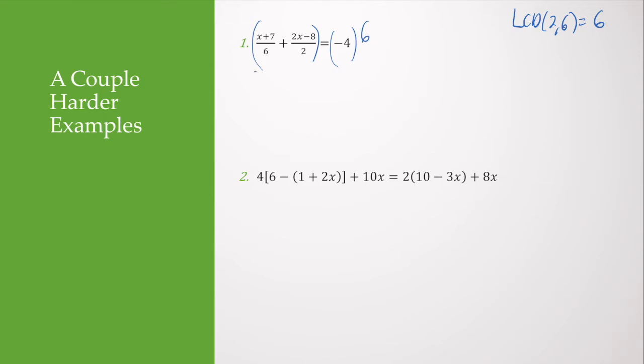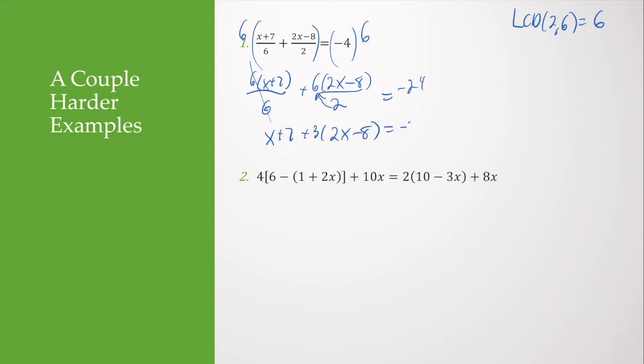I get 6 times x plus 6 over 6 plus 6 times 2 minus x over 2 equals negative 24. My 6's cancel, so I just have x plus 7. And this 6 has a factor of 2 in it, so I get 3 times 2x minus 8 equals negative 24. I can then go ahead and distribute and combine like terms. I'm going to do so up here.